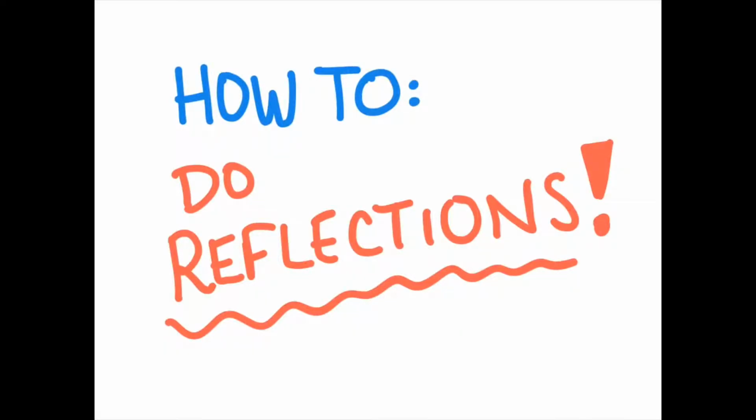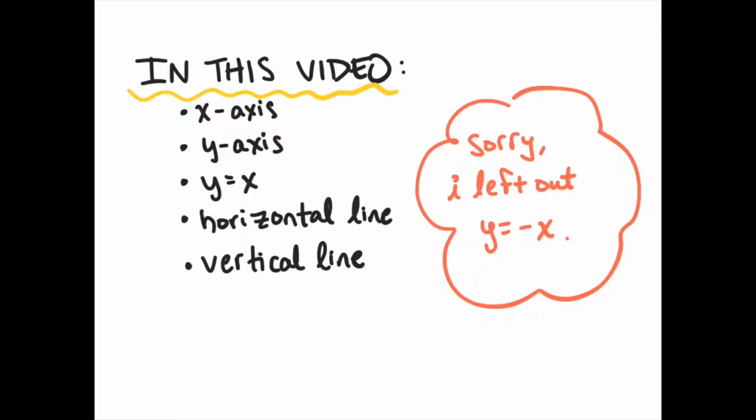Hey guys, in this video I'm going to show you how to do reflections on the coordinate plane, how to reflect a pre-image and get an image. So we're going to reflect over the x-axis, y-axis, the line y equals x, and a horizontal and a vertical line. And sorry guys, but I'm going to leave out y equals negative x for time purposes.